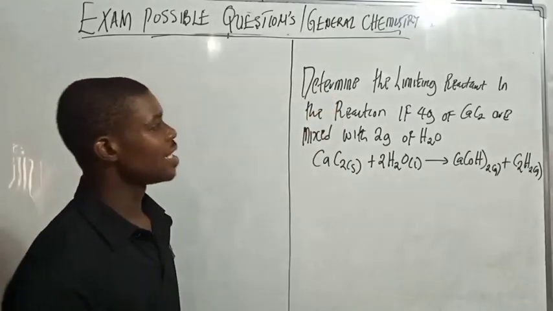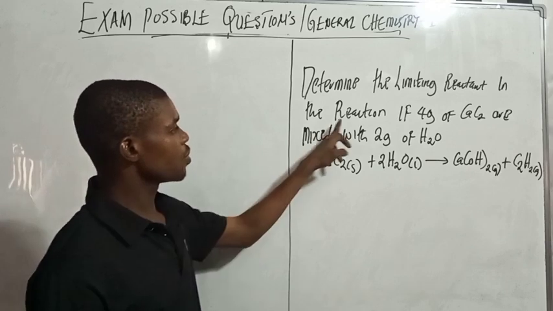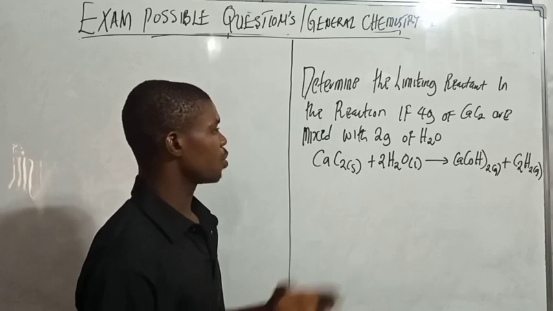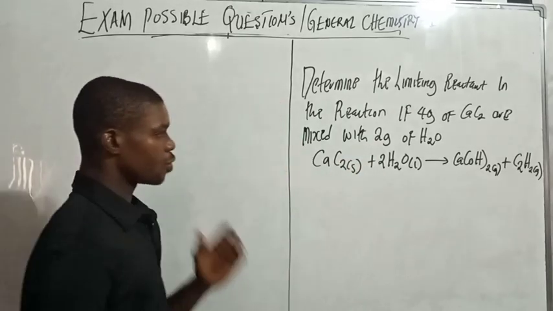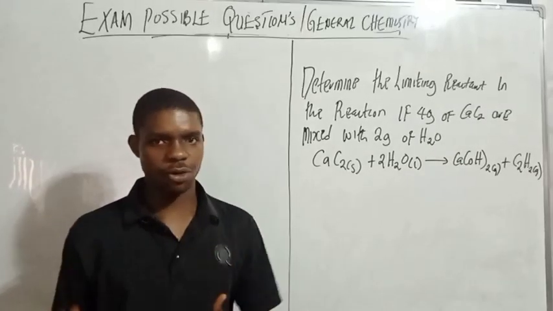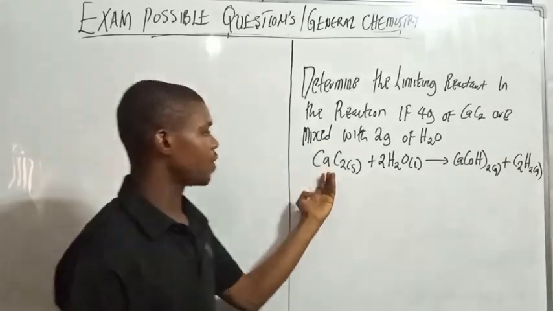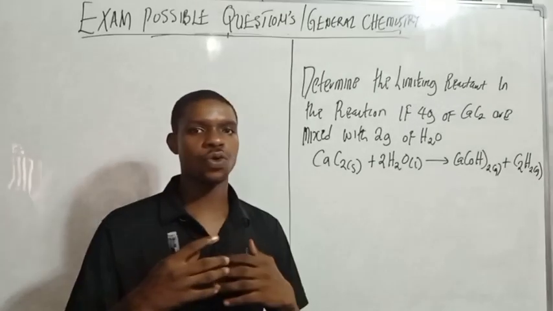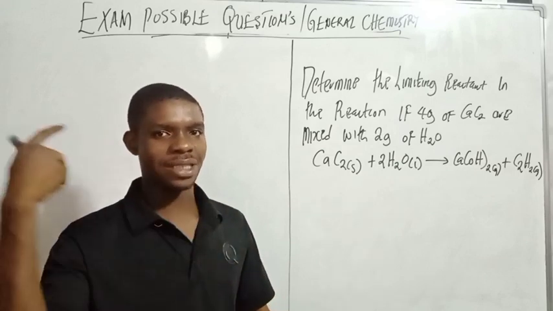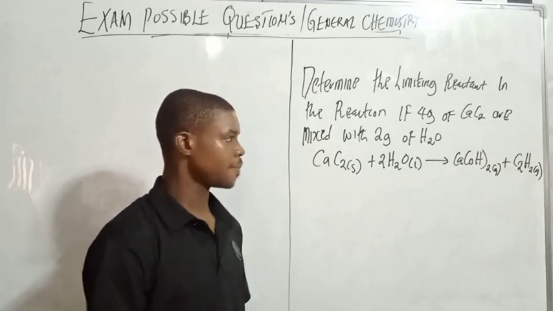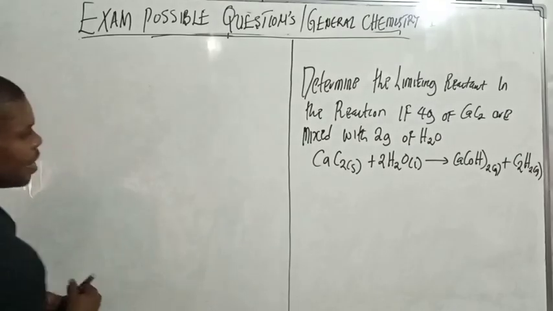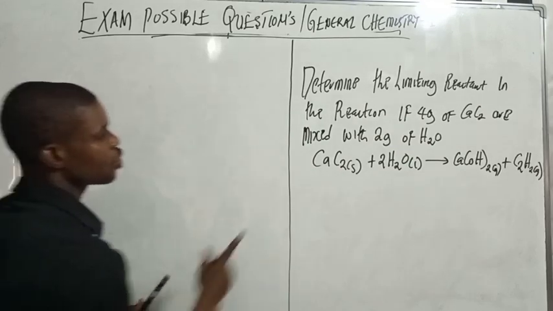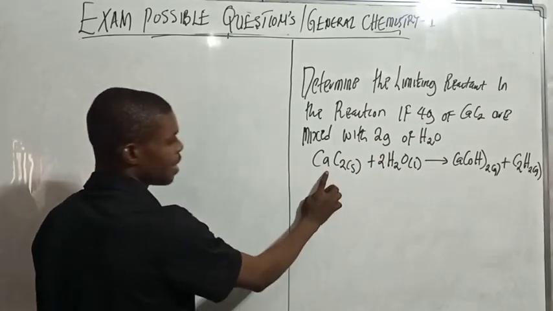So they say determine the limiting reagent in the reaction if 4 grams of calcium carbide are mixed with 2 grams of water. So you don't need to do so many things here. What you want to do here is to calculate the mole of each of these. So the first step is just for you to easily get the limiting reactant and the reactant in excess. Just that is it. So what we want to do here is get the mole of each of the reactants, calcium carbide and water.